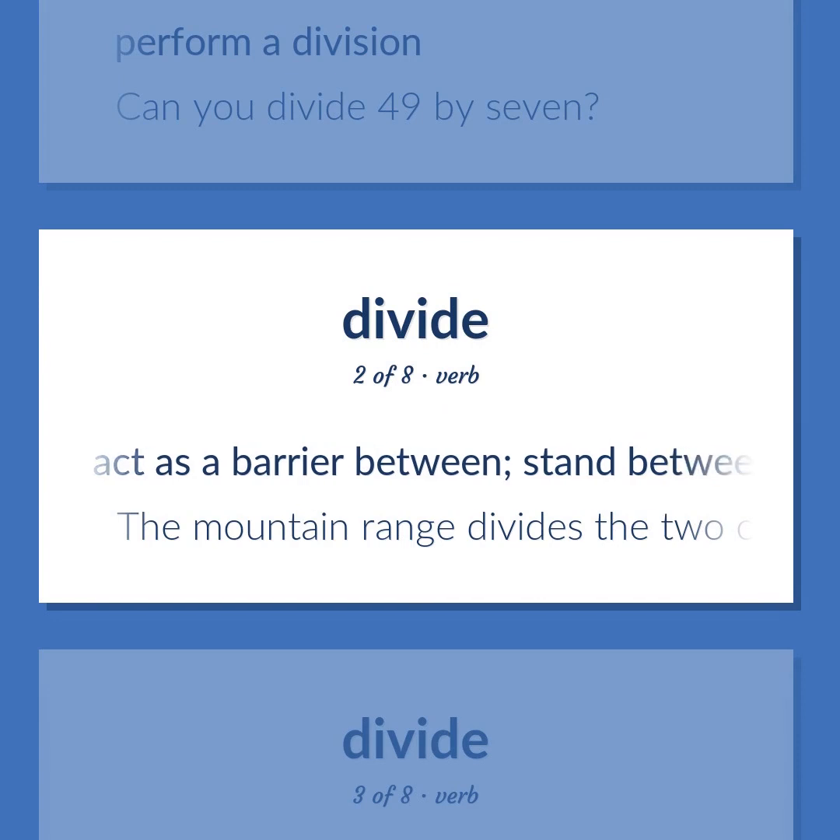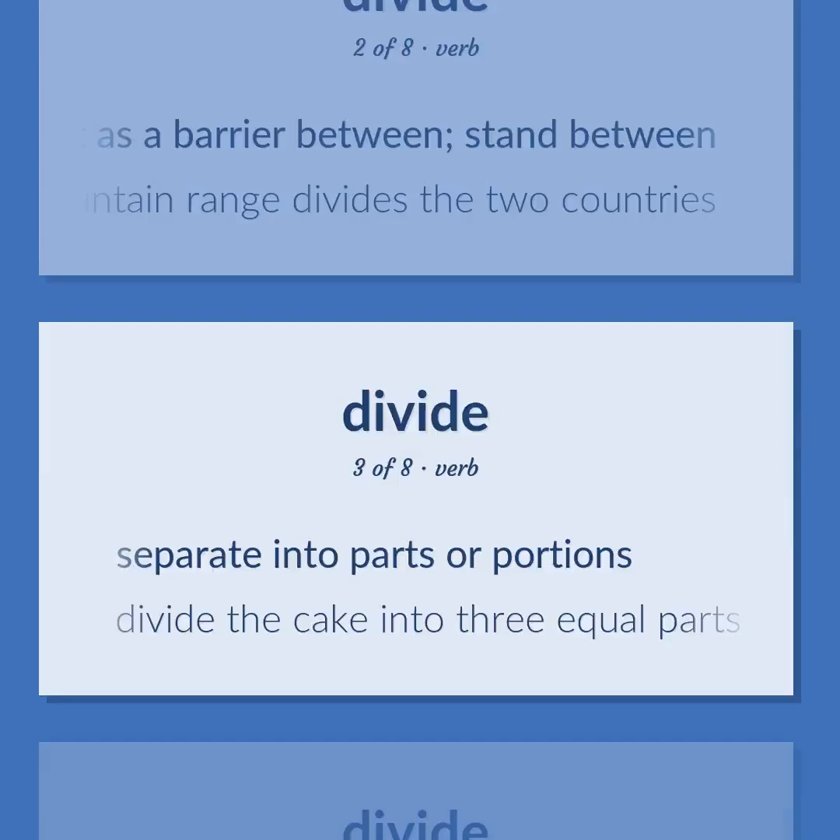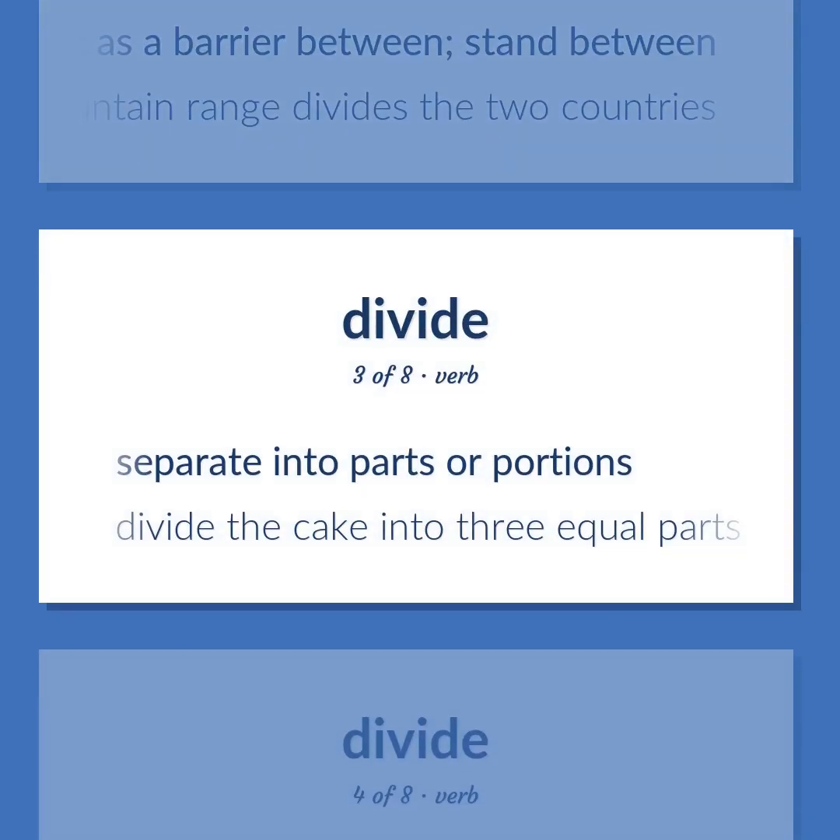Act as a barrier between. Stand between. The mountain range divides the two countries. Separate into parts or portions. Divide the cake into 3 equal parts.